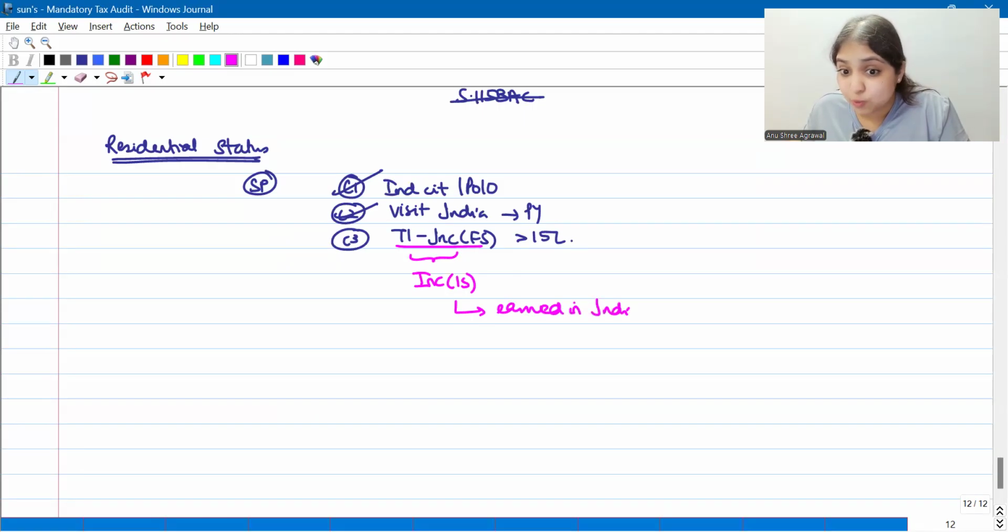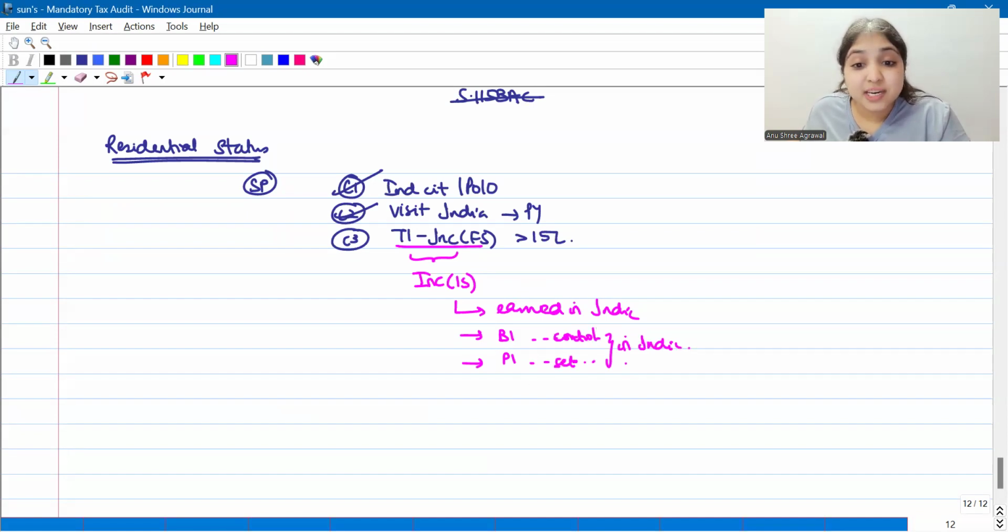But just now I told you, for the purpose of this 15 lakh calculation, income from Indian source means three things, guys. Number one, income which is earned in India. Number two, business income from businesses which are controlled in India. And professional income from professions which are set up in India, guys. So even this will be considered as income from Indian source. This calculation we'll have to do and see in this question.